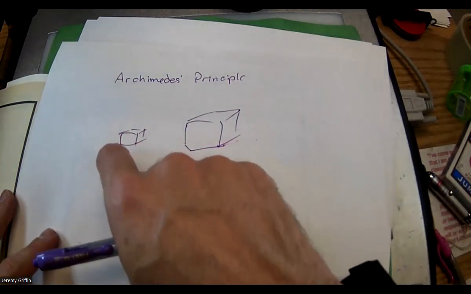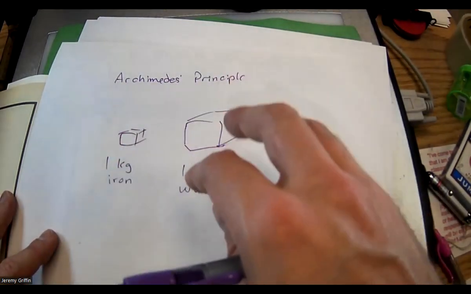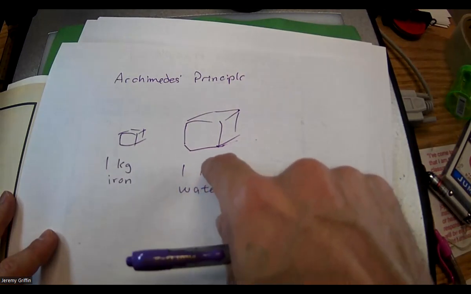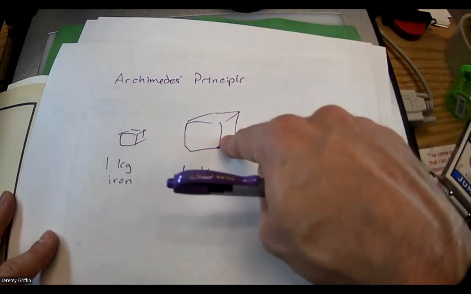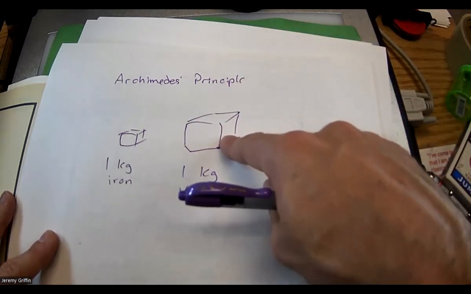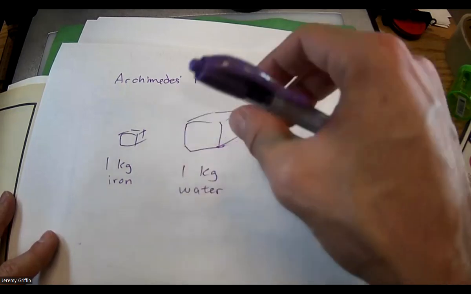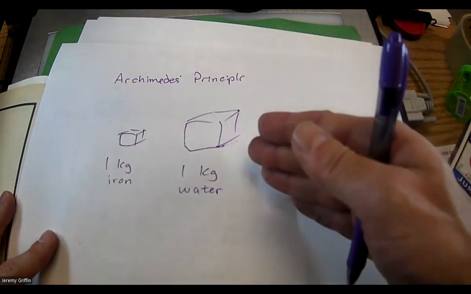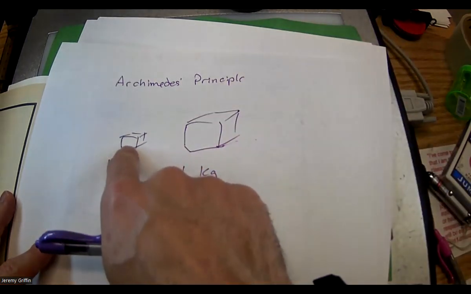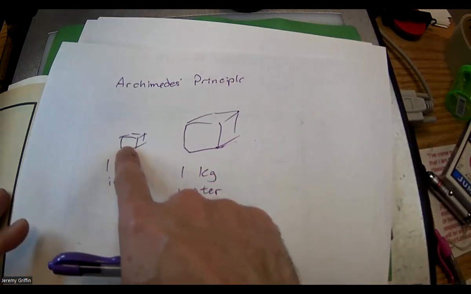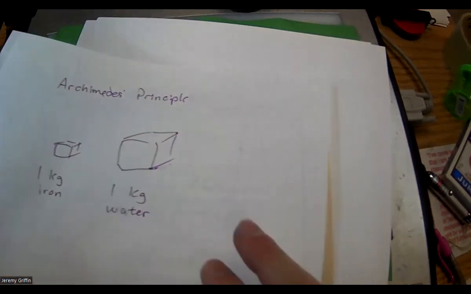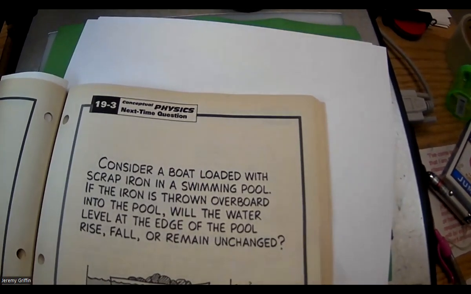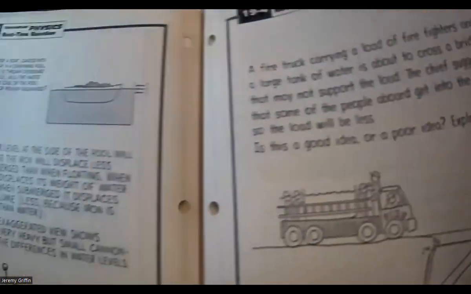So if you take 1 kilogram of iron and put it into a boat, that boat is going to press down and displace this much water, which is a bunch of water. Then when you take that kilogram of iron out of the boat and throw it directly into the water, sure, it displaces some water, but only this much, which is not as much. Therefore, the water level is going to fall. Okay, all right. So here, let's see exactly what they say.